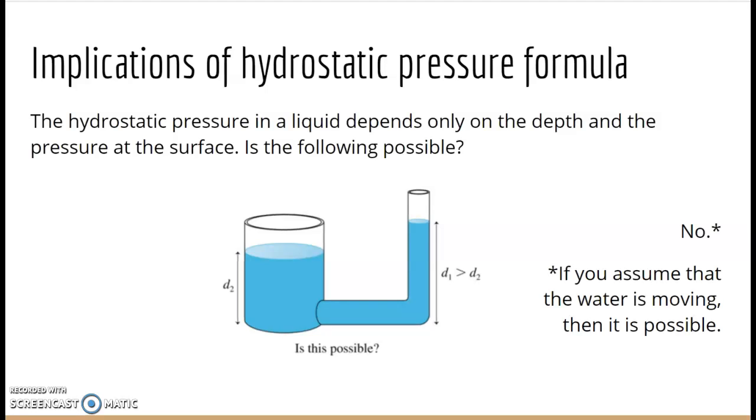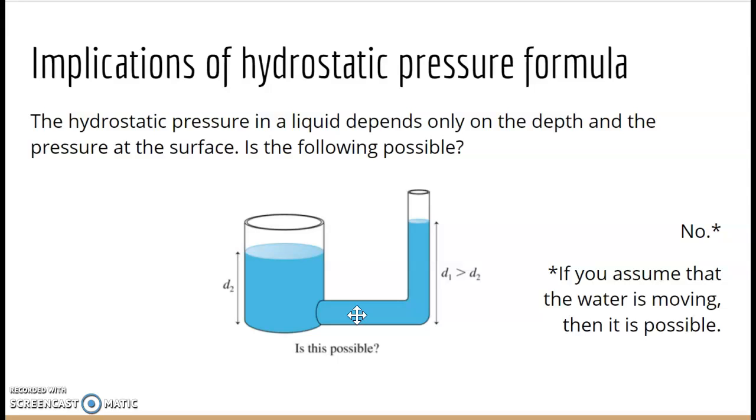So the answer here is no, with an asterisk. Assuming that this fluid, this water, is not moving, then this is not possible. So why is this the case? If these have different depths, that means that at, let's say, the bottom of each cylinder, they have different pressures. In fact, the right-hand side has a larger pressure at the bottom because the fluid here has a greater depth. Now, moving towards the center, let's say we're looking at this point here. At this exact middle point, the left-hand side has a lower pressure than the right-hand side.